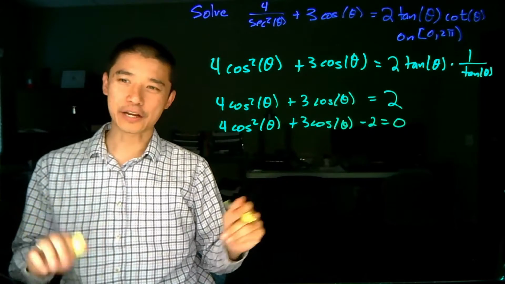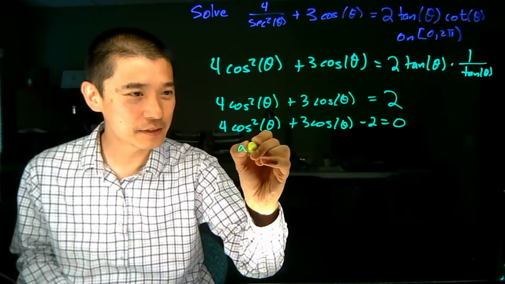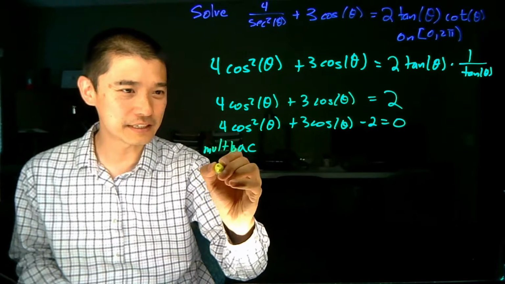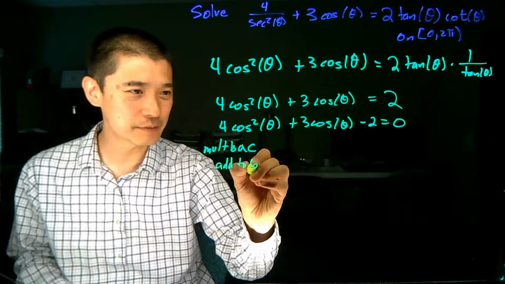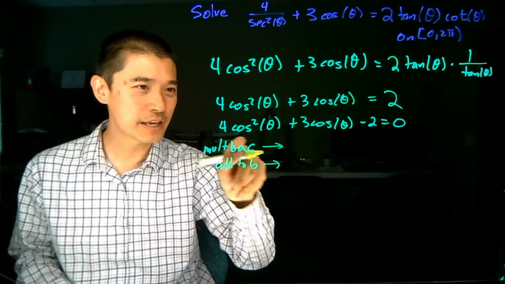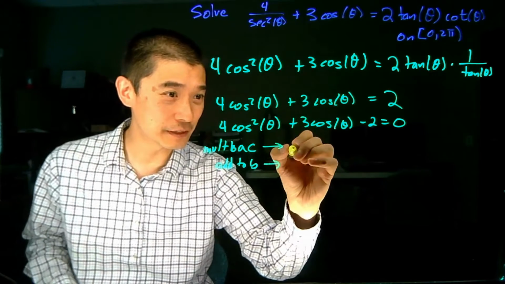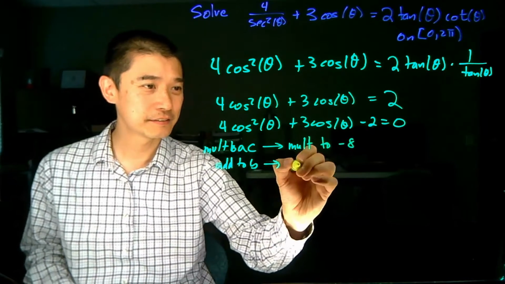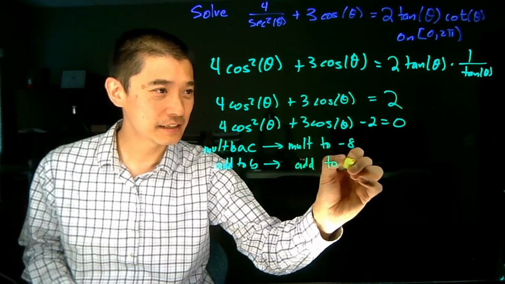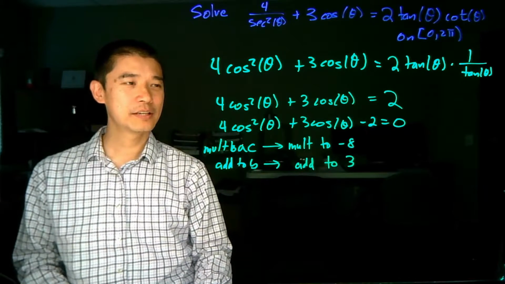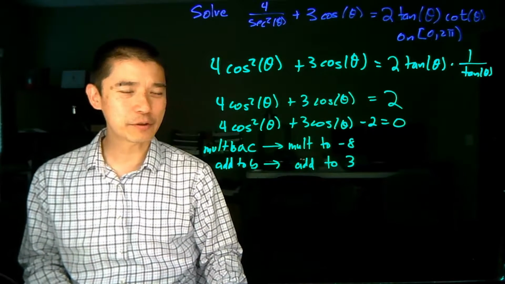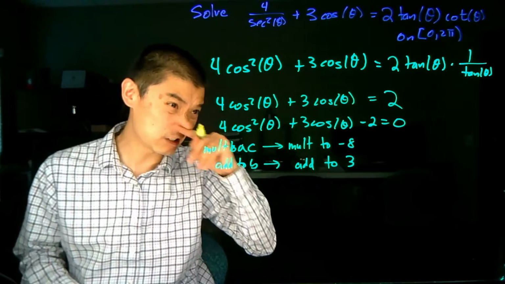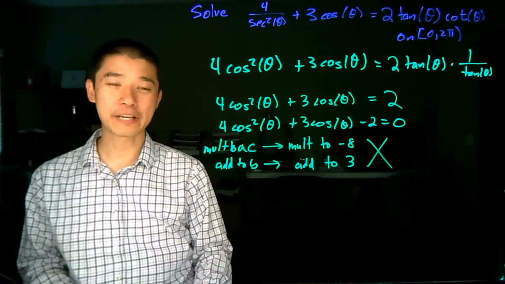Okay, so we should check, does it factor? AC method. So AC, remember, it multiplies to AC and add to B. So A times C, 4 times negative 2 is negative 8. So two numbers that multiply to negative 8 and add to 3. And so if you play around with this for a little bit, you're going to quickly discover that it just doesn't work, that there are no integers that accomplish this. And so that tells us we can't factor.